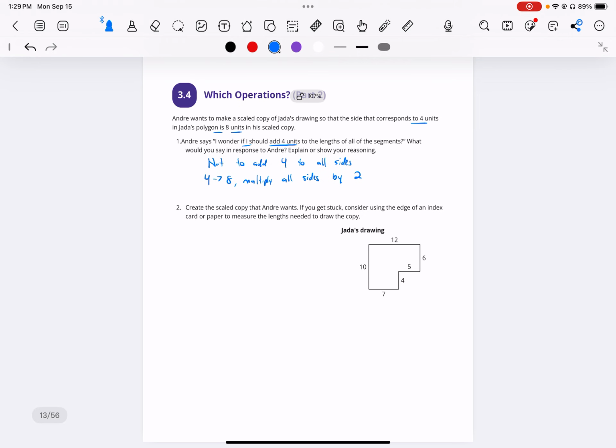We're not going to worry about creating our own scale drawing here. We just need to make sure we remember to create a scaled copy. So for a scaled copy, all sides must be multiplied by the same number.